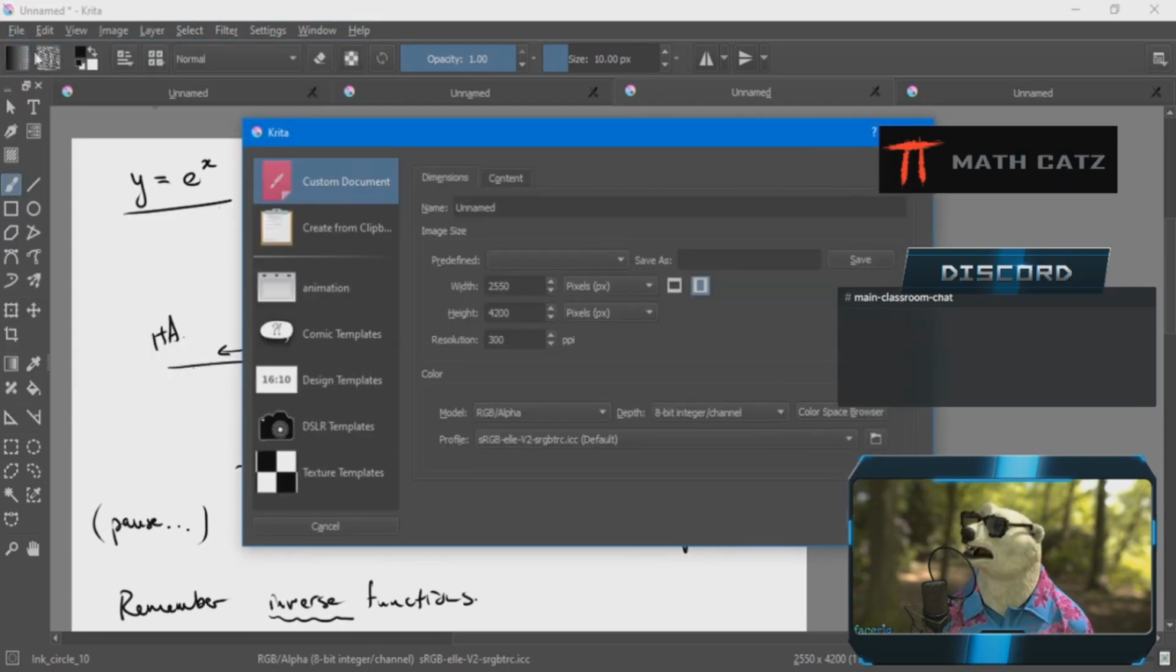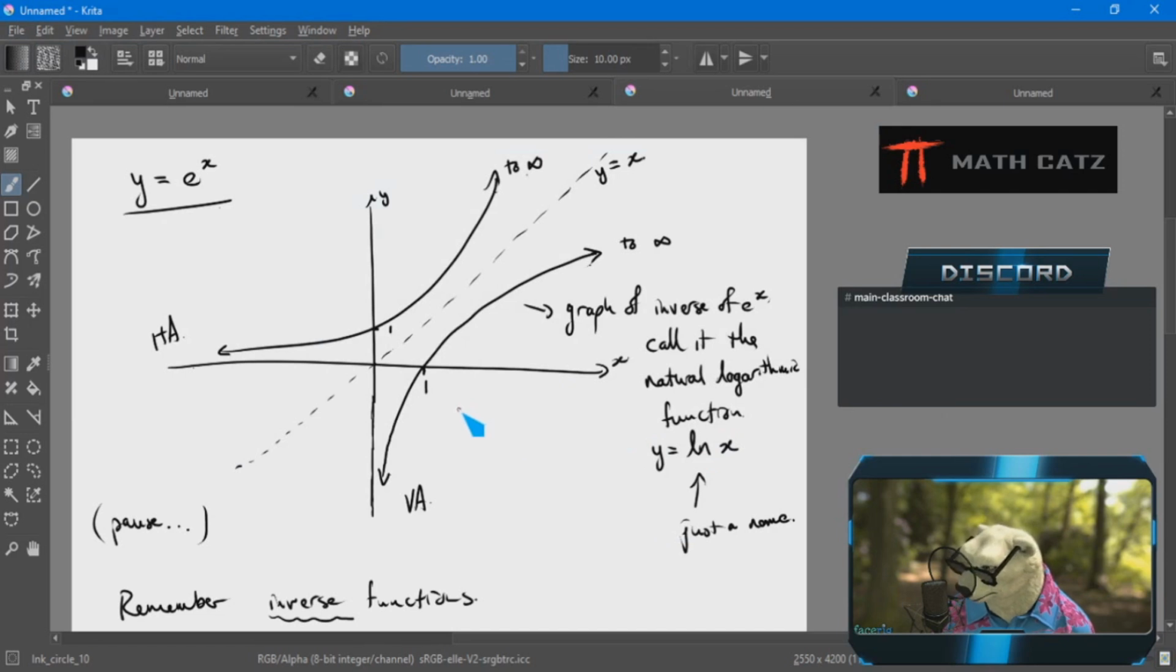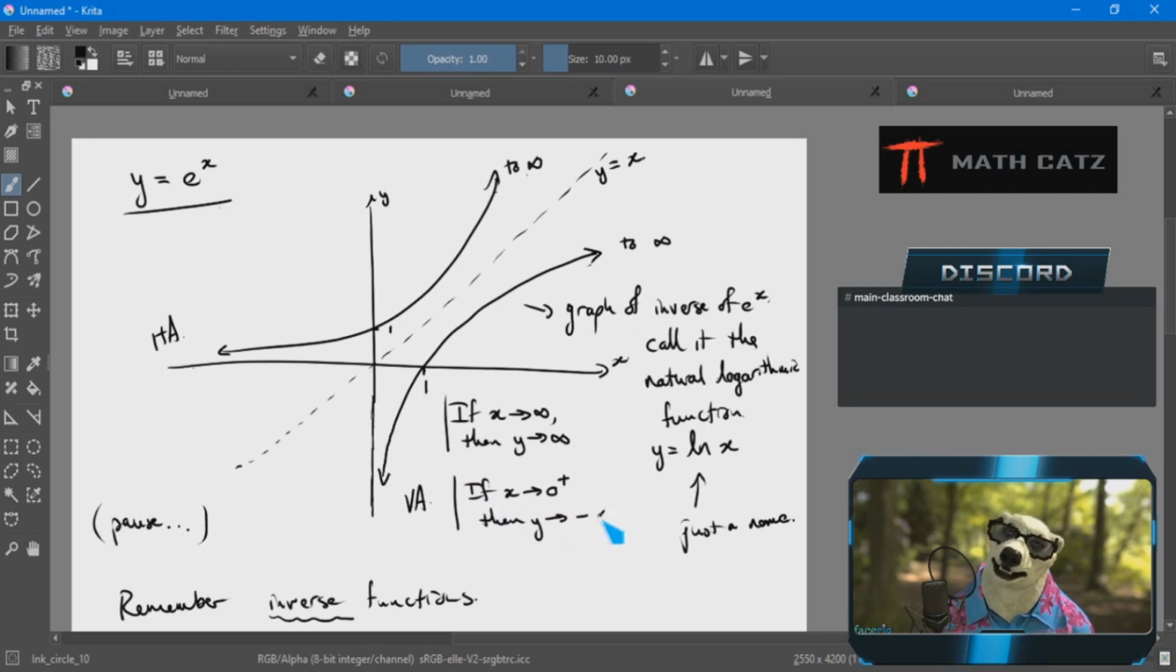So now I have another function. Let's squeeze in the properties here. If x approaches infinity, then for this guy, y approaches infinity. It doesn't grow as fast, but it grows. It never stops growing. So that's one. And then the vertical asymptote. If x approaches 0 from the right, then y approaches negative infinity.